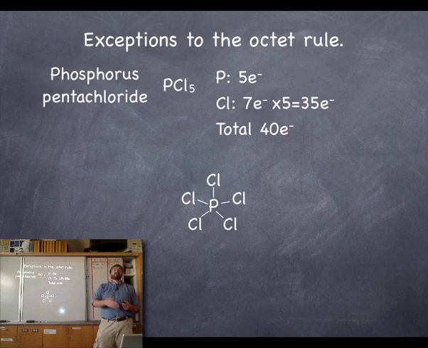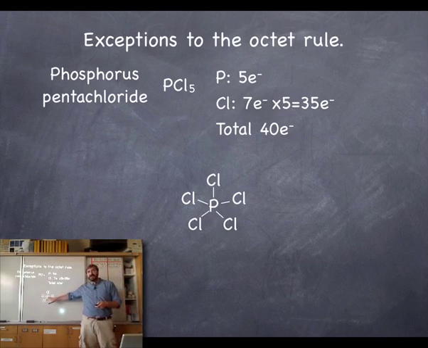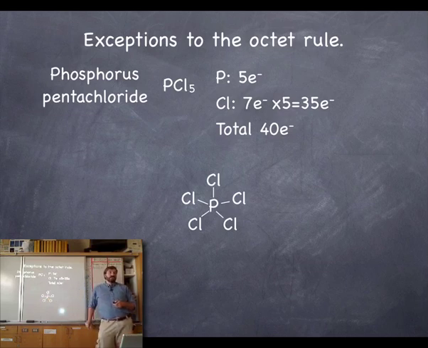You can go 10, you can even go up to 12. That's about the limit: 10 or 12 electrons around an atom. So phosphorus here is violating the octet rule. It has 10 electrons around it, but that's okay. Phosphorus can do that. Things in the third period and lower, our big examples typically phosphorus and sulfur, are where we see this happening.